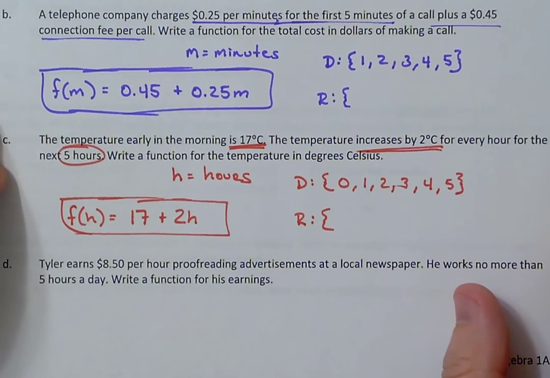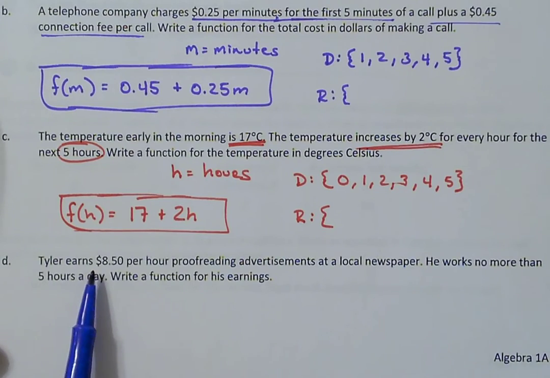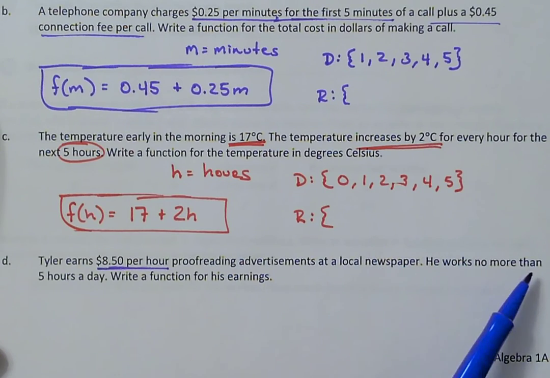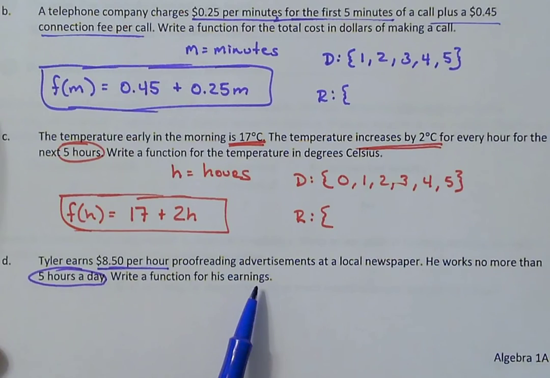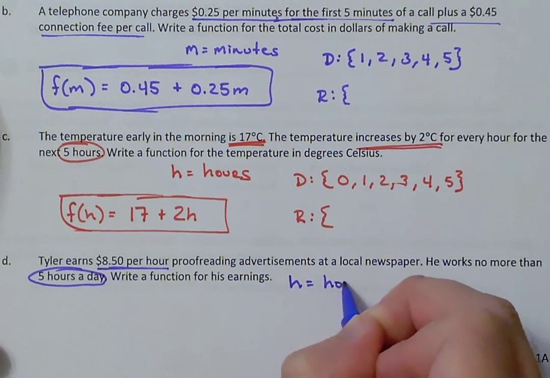All right, and then lastly, for D, we have Tyler earns $8.50 per hour proofreading advertisements at a local newspaper. He works no more than 5 hours a day. Write a function for his earnings per day. So let's use h again for the number of hours in which Tyler works.